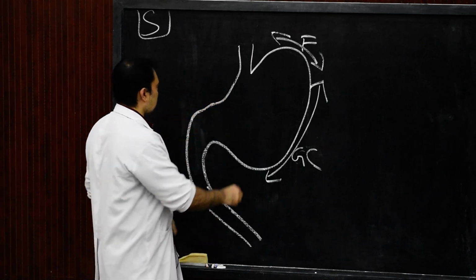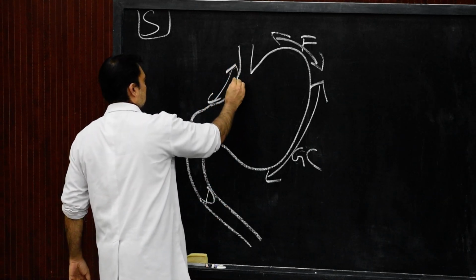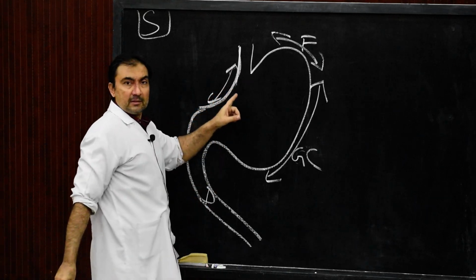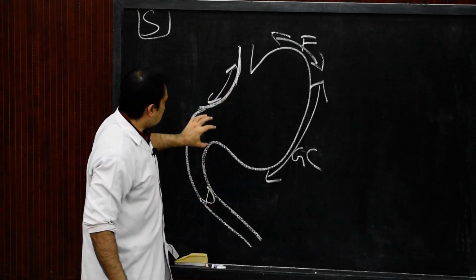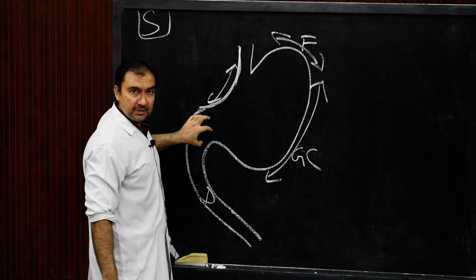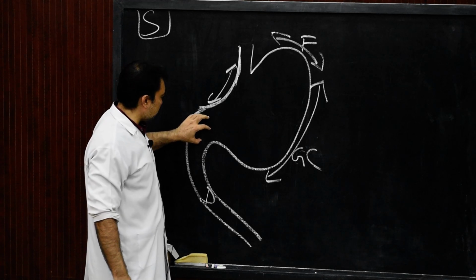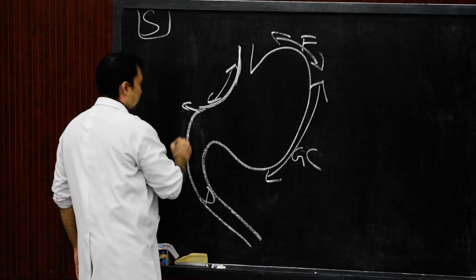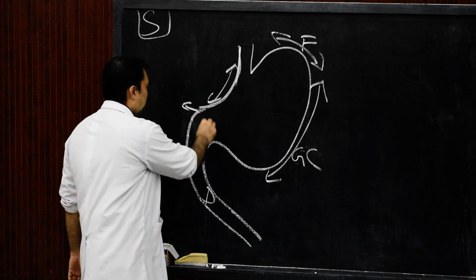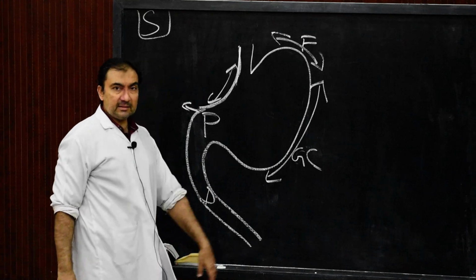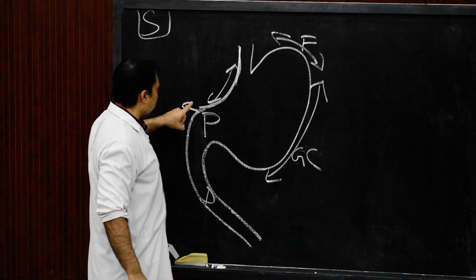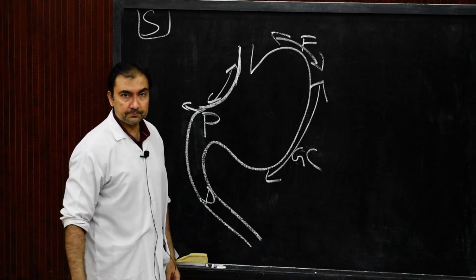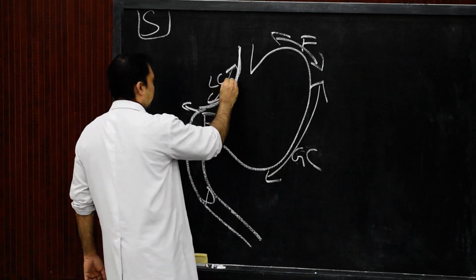Now the ventral border. In the ventral border, the pyloric portion of the stomach is pushed in the ventral direction. As a result, the ventral border will assume the lesser curvature. So this becomes the lesser curvature.